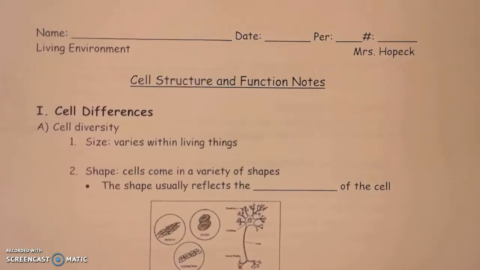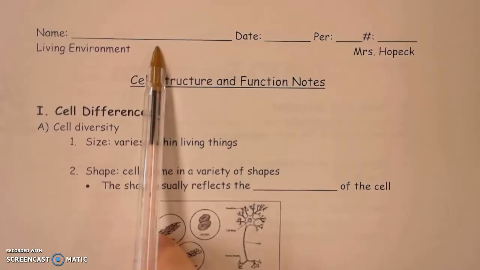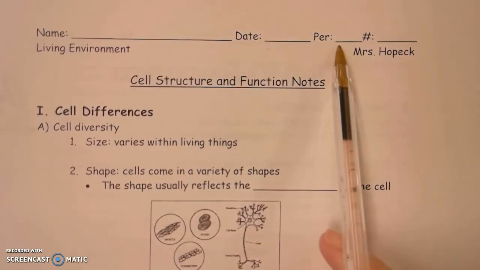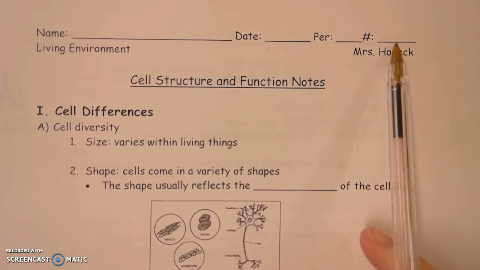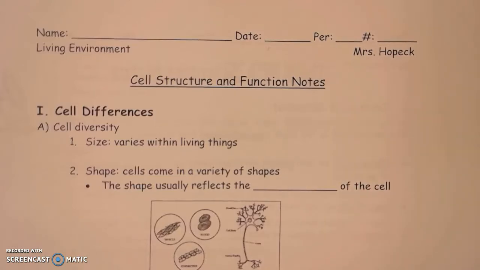Hi everyone, today we're taking notes on cell structure and function and also tools of a scientist. So please make sure you've got your name, the date, the period, and the page number filled in. It would be helpful to have a highlighter or a different colored pen or pencil so that when we highlight or underline something, it stands out a little bit.